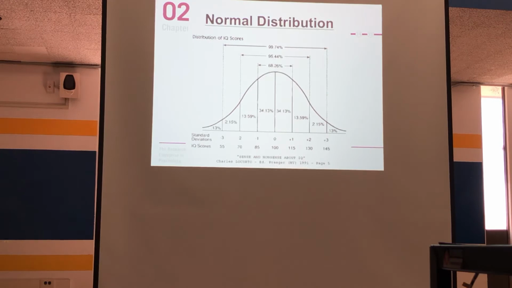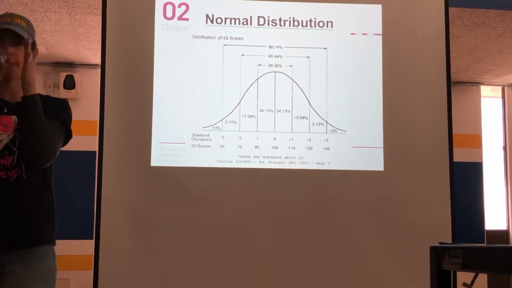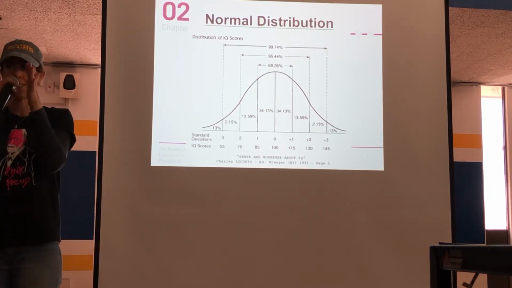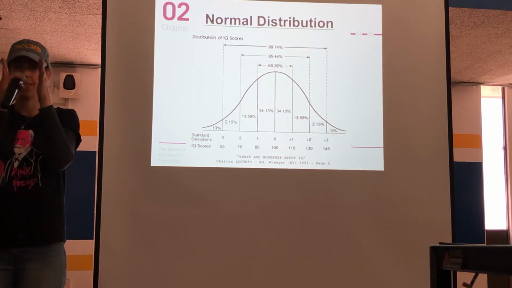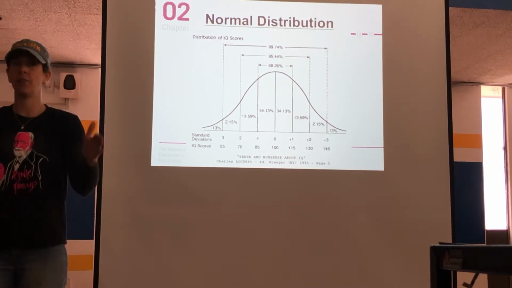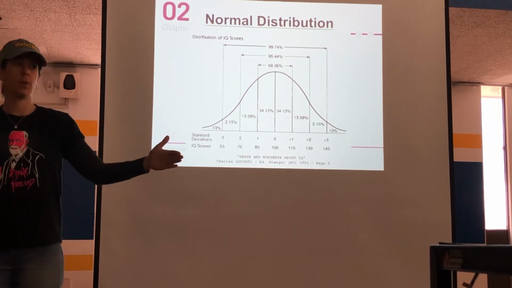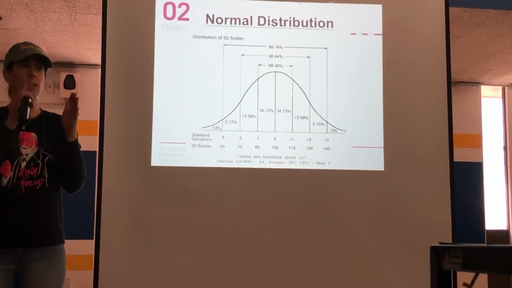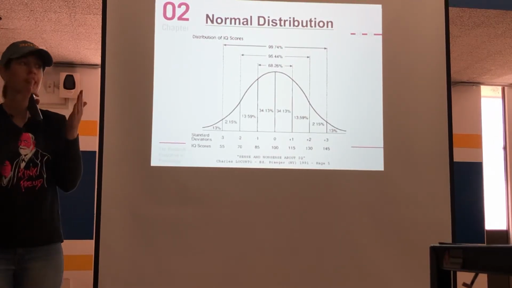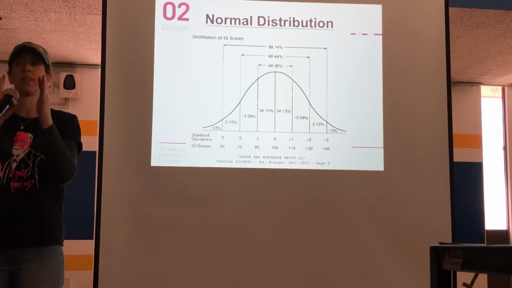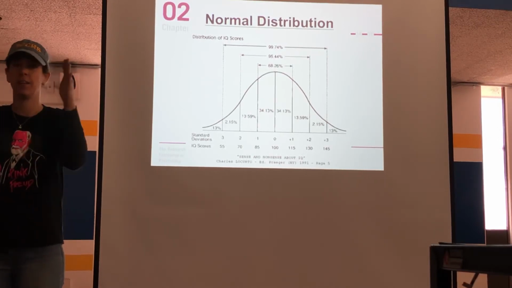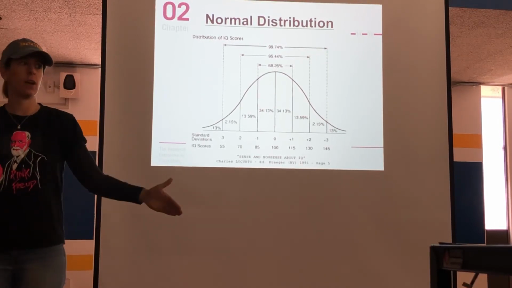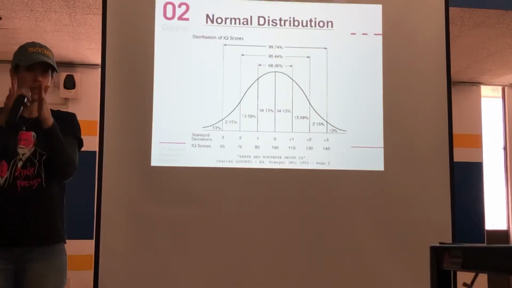Okay. Normal distribution, the rule, remember this thing? That confuses me. 68, 95, 99.7. Okay, everybody. It really helps if you have a movement attached to it. 68, 95, 99.7. One more time.